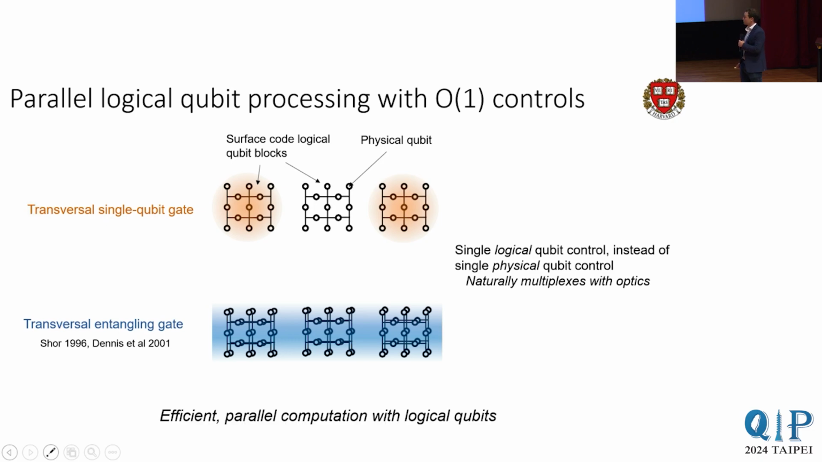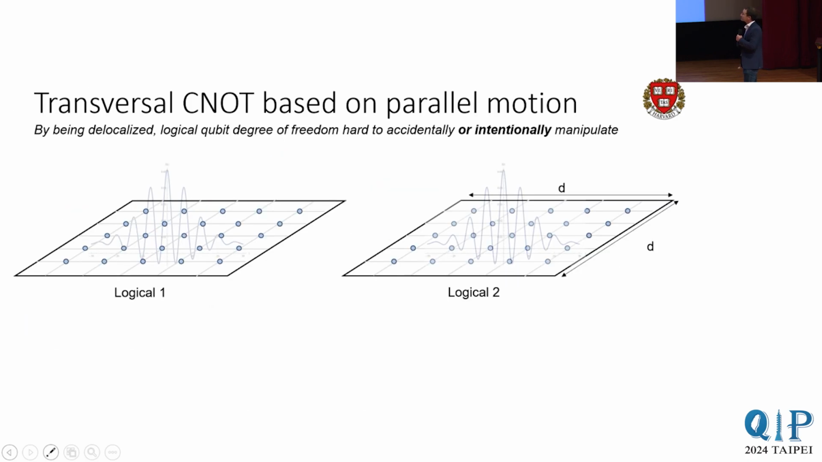And this now allows us to start exploring efficient and parallel computation, but with logical qubits, using the multiplexing of optics. And this transversal CNOT is really the central point of this talk, so I'll just emphasize one more time that earlier I mentioned that by being delocalized, our logical qubit degree of freedom becomes hard to accidentally or intentionally manipulate. And now we have these 2 delocalized wave functions, and if we want to interact them through a boundary, for example, it's actually something that's quite noisy.